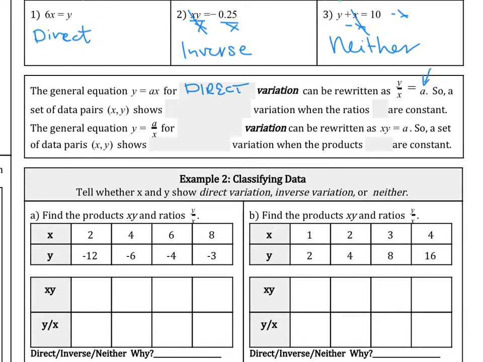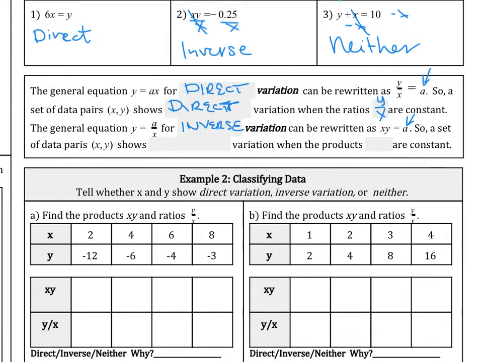So the set of data pairs x, y shows direct variation when the ratios y over x are constant. The general equation y equals a over x for inverse variation can be written as x times y equals a. So again, we're solving for a.